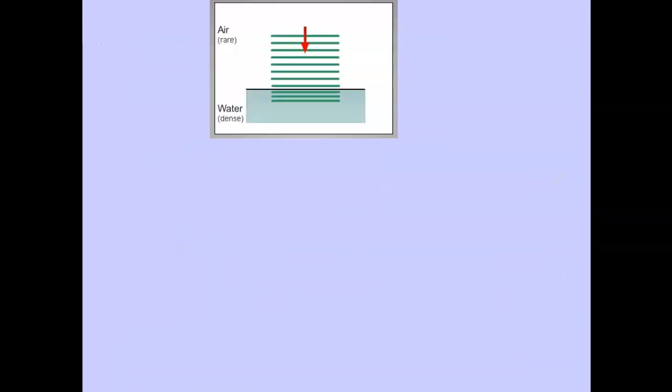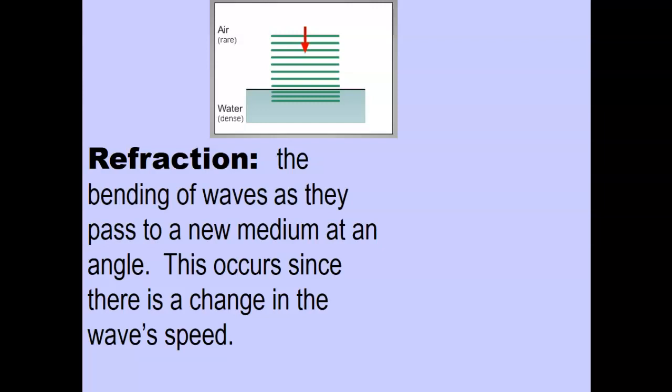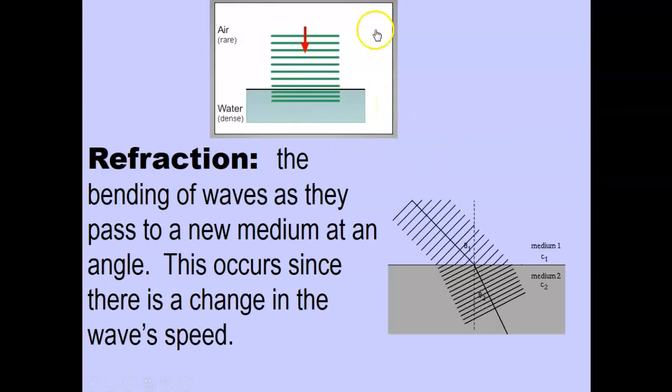All right, and the last interaction we're going to talk about is refraction. Refraction is the bending of waves as they pass to a new medium at an angle. What's important here is that refraction only occurs when the waves are traveling into a new medium at an angle. If they're coming head on, they're not going to bend at all because they're all going to slow down at the same time. So here we see an animation.